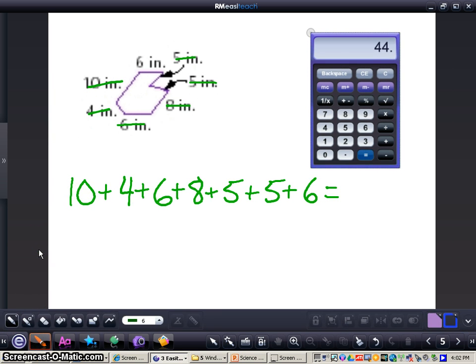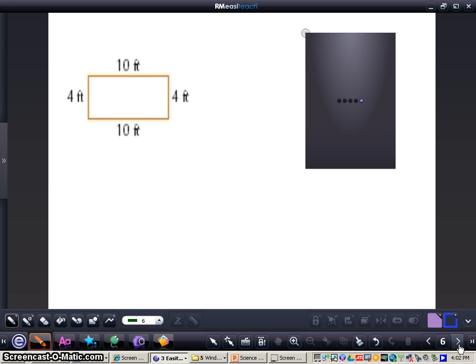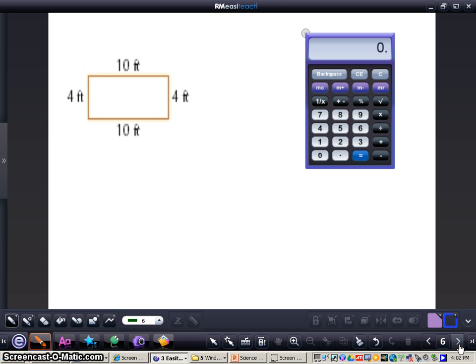Okay, I'll use different ink signifying the answer. That gives me 44, and I'll make sure to label this correctly, 44 inches for my final answer. Okay, we'll do one more problem together, then I'll have you do 2 all by yourself.